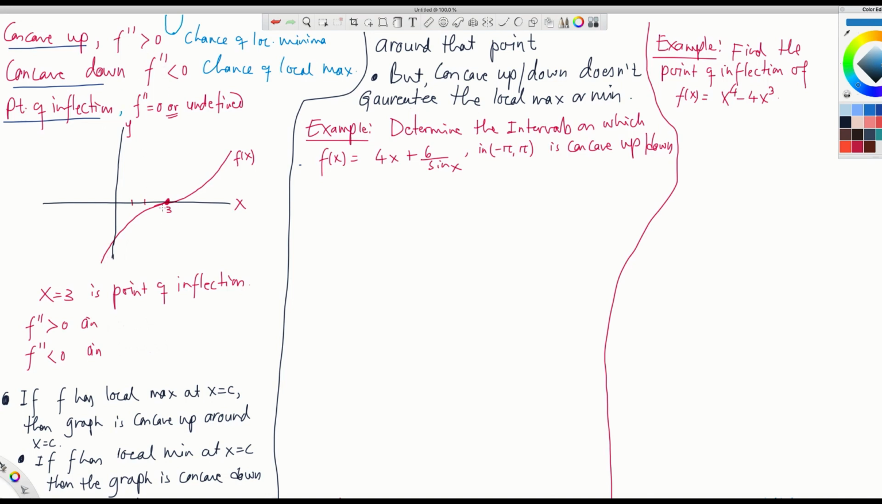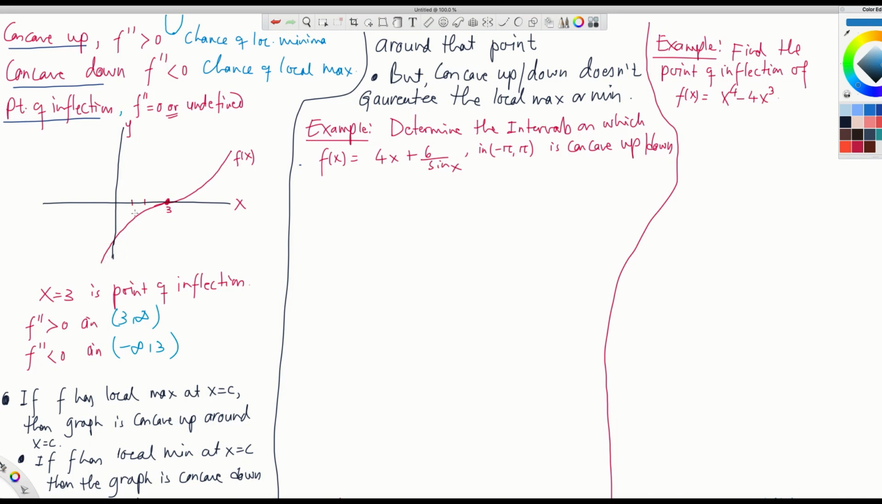Let us see this example. Let's say this function is concave up. You see that? It is concave up from 3 to infinity. So the second derivative must be positive on 3 to infinity. And this is concave down on negative infinity to 3, right? And x equals 3 is the point of inflection.